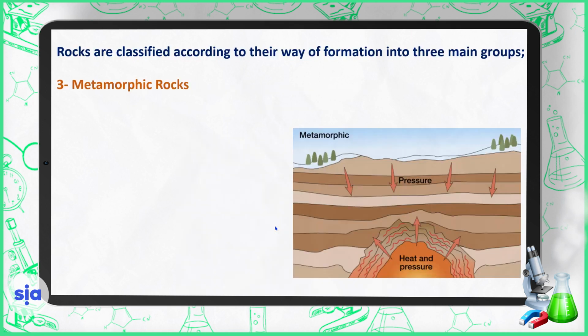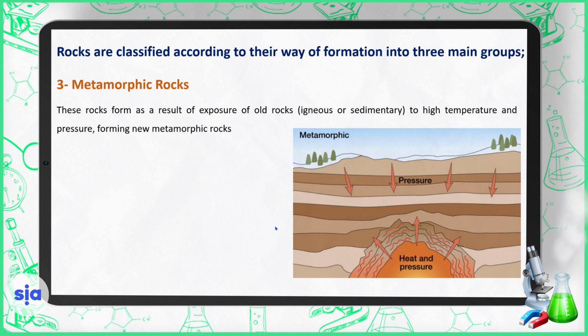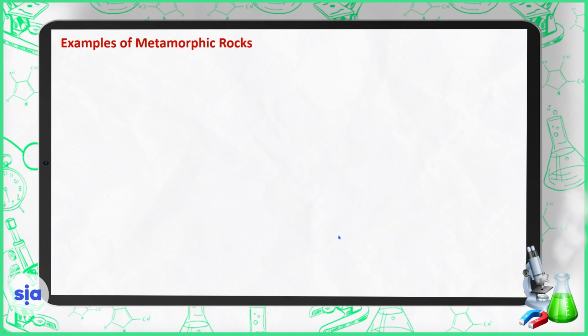The third type of rocks is called metamorphic rocks. From this picture, you can conclude that metamorphic rocks are the result of exposure of old rocks like igneous or sedimentary to high temperature and pressure, forming new forms of rocks called metamorphic.